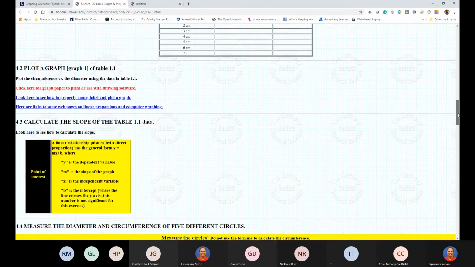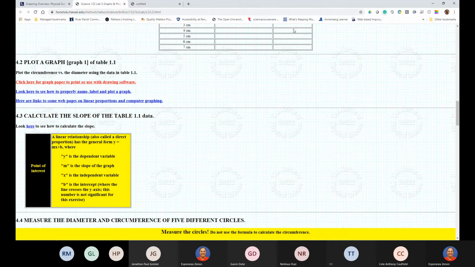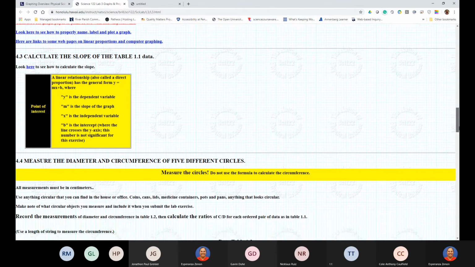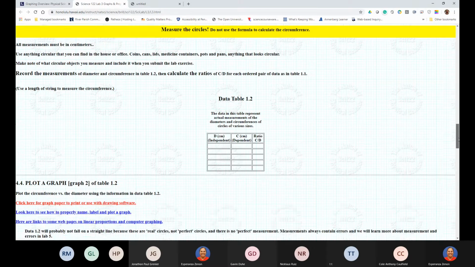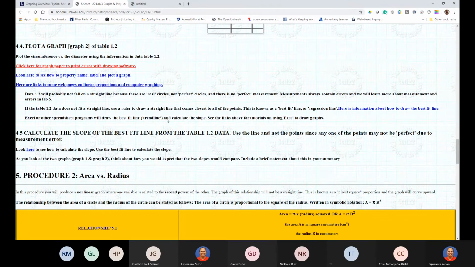And then below that in section 4.2, it asks you to make a graph for this data table. And then in section 4.3, it asks you to calculate the slope. And remember, you're going to calculate the slope, but you're going to make sure that's on the graph. Step 4.4, you're making another data table. And they explain to you here how to do it. I can't tell you how many times I get an email saying, well, I don't know what to put in this table. Well, if you slow down and read, it tells you right here. Okay. Then you're going to make a graph for that table. Step 4.5, calculate the slope for that graph.